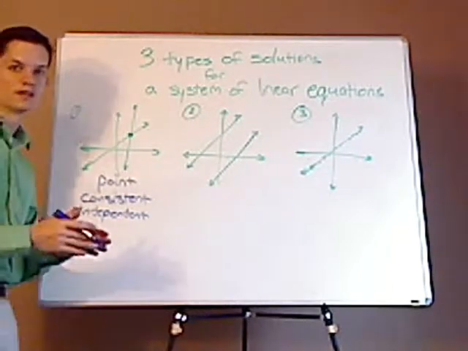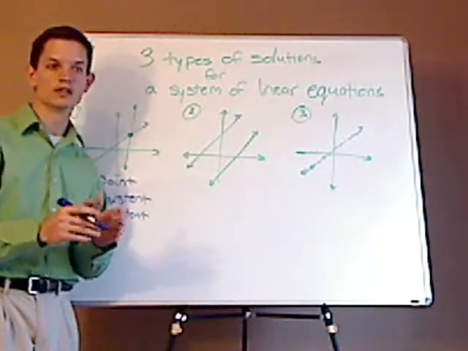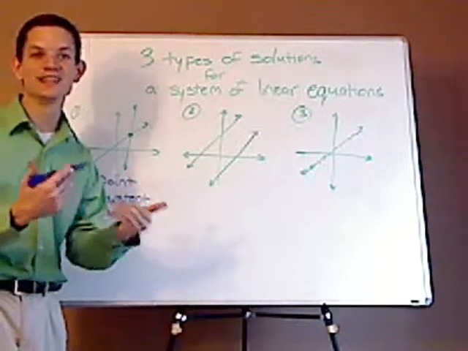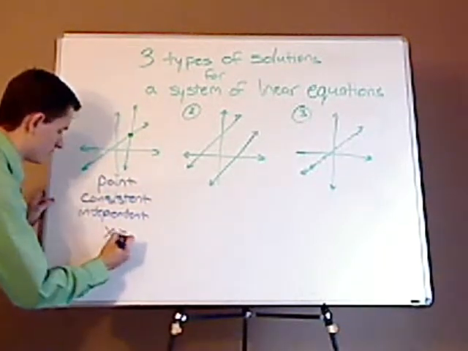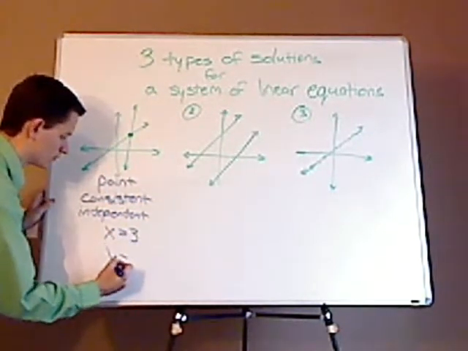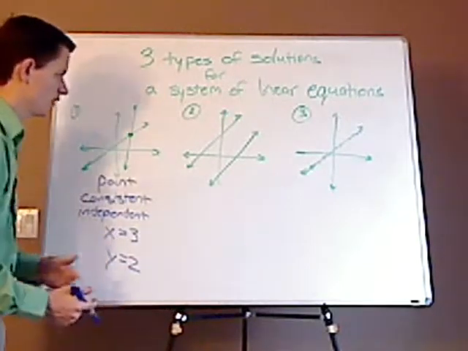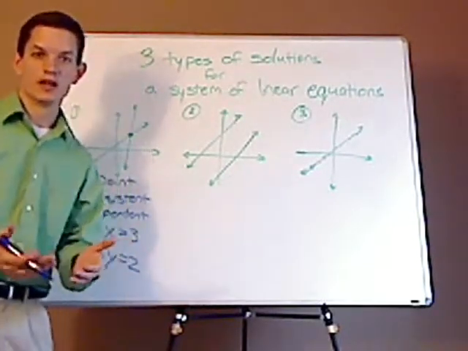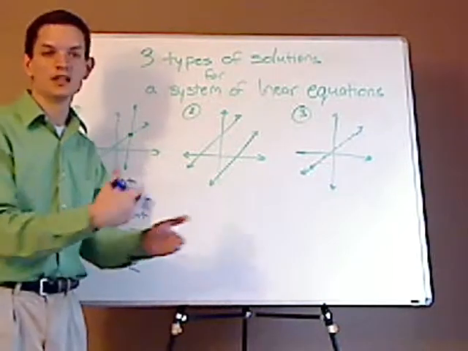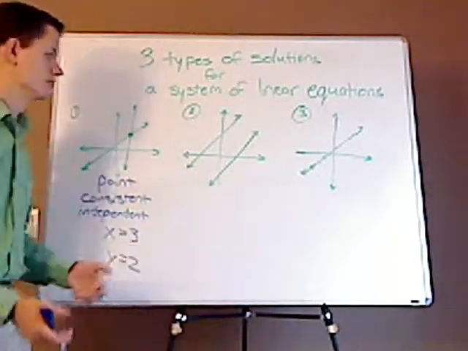Now, when you're doing a system of equations, substitution or elimination, what you're going to get is something like x equals 3 or y equals 2. And so that's what you're going to get. You're going to get something like that. x equals some number or y equals some number.